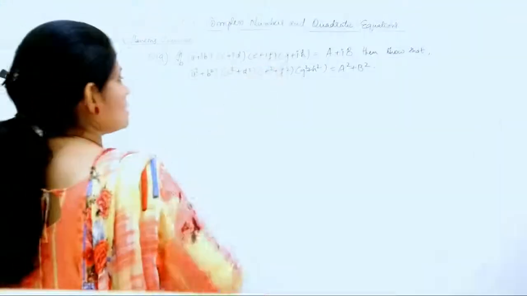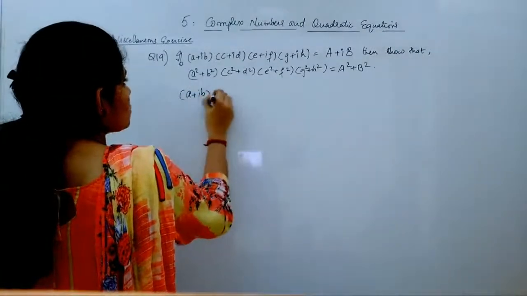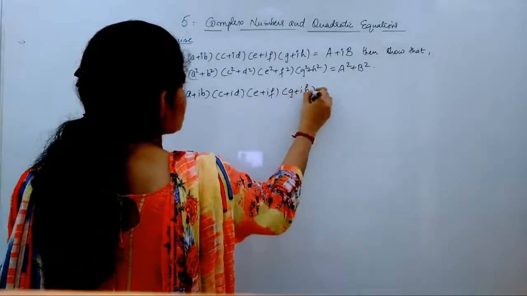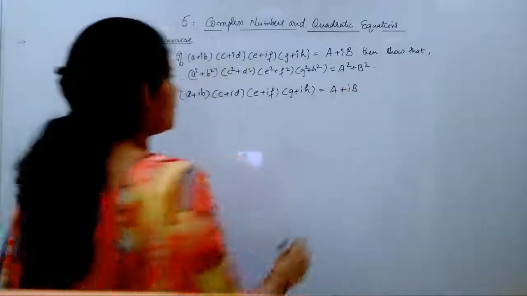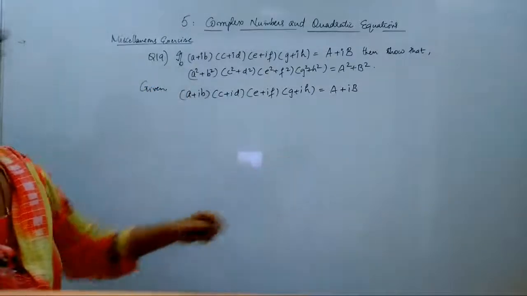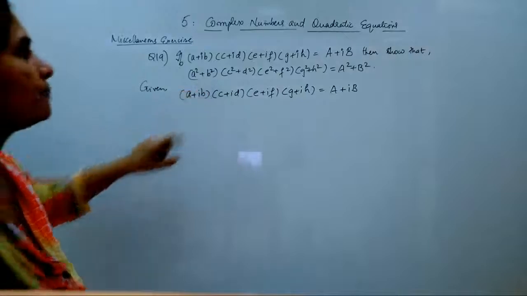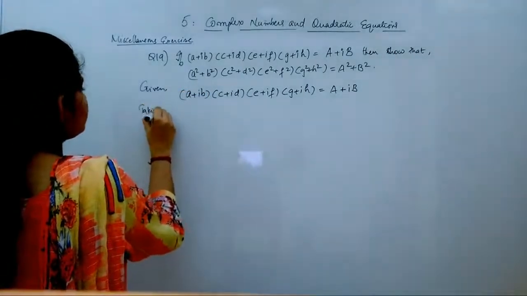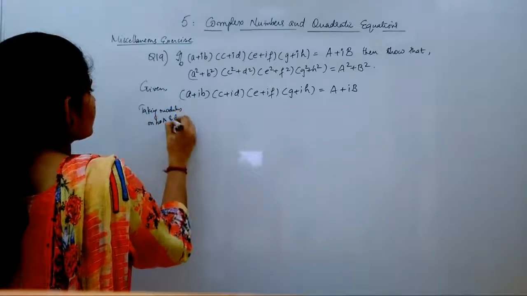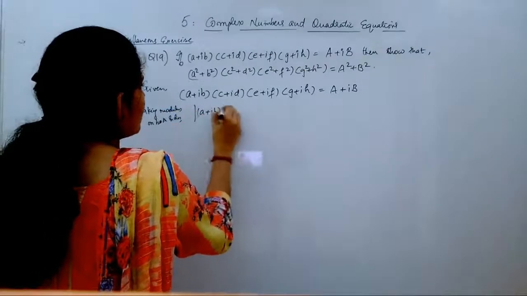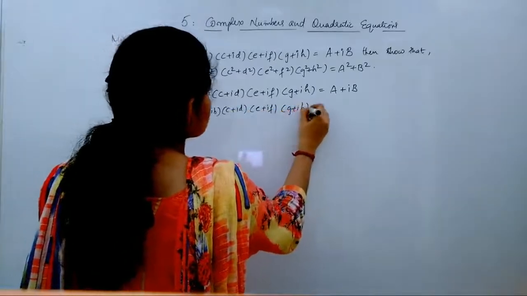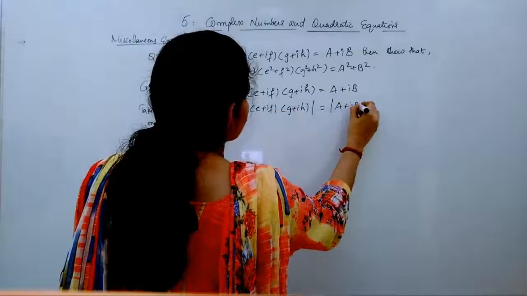So we will start with the question, which is (a + ib)(c + id)(e + if)(g + ih) = A + iB, which is given in the question. Now what we are doing is taking modulus on both sides. Why are we taking modulus? In order to get this type of term. So taking mod on both sides, we'll get mod of (a + ib)(c + id)(e + if)(g + ih) is equal to mod of A + iB.